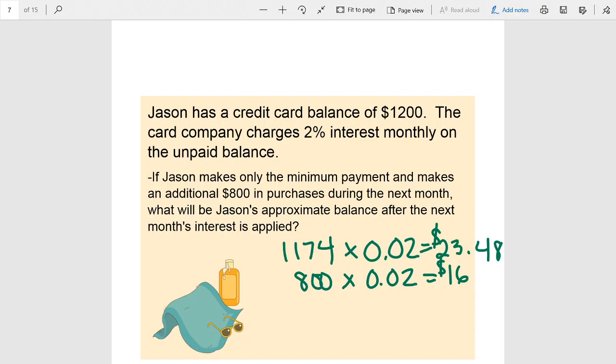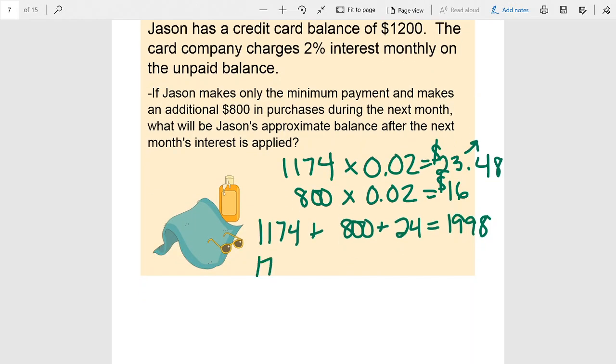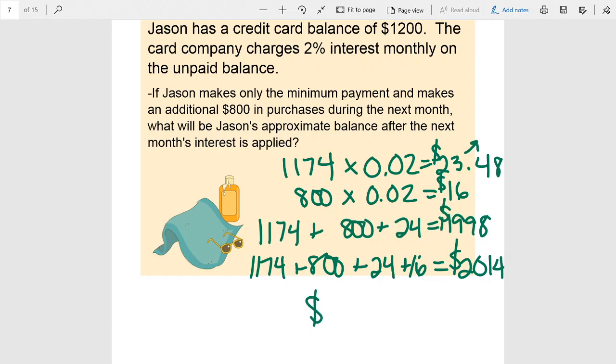So, depending on his charges, he either has to pay $1,174 plus the $800 plus, we'll round this to 24. So he could have $1,998 as his balance, or it could be this $1,174 plus 800 plus 24 and 16 to get us to $2,014. So it could be either one of these amounts or anywhere in between. So maybe we say it's around $2,000, but probably a little bit more than that. That's how we would end up saying it's about $2,000 that's going to be rolled over to the next month.